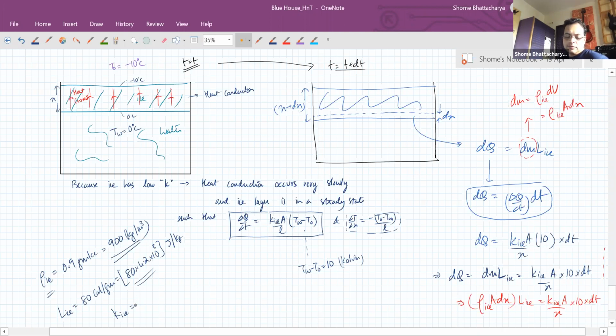So thermal conductivity of ice, as I was telling you, it's a very poor conductor. It is about 2.22 watts per meter Kelvin. Typically, metals have conductivity of the order of 100 or more. So you can see that ice conducts much more poorly, and that is why it takes time to freeze.